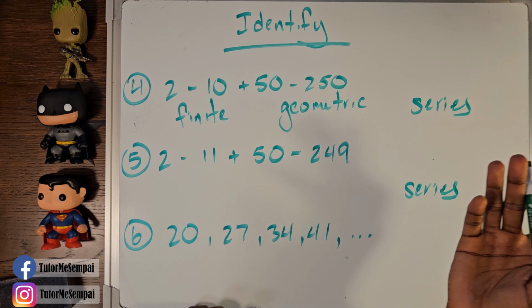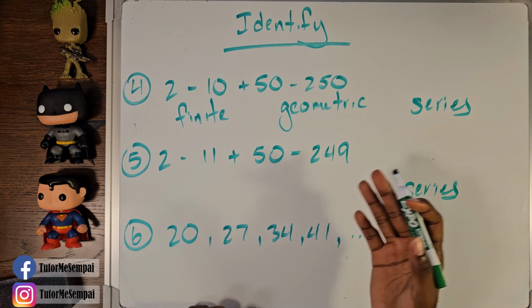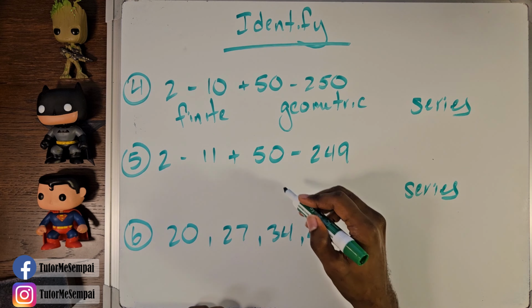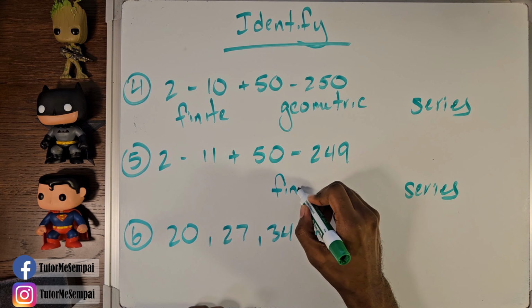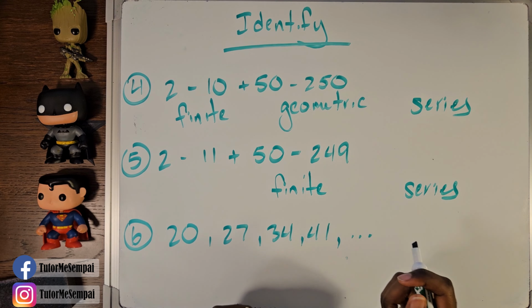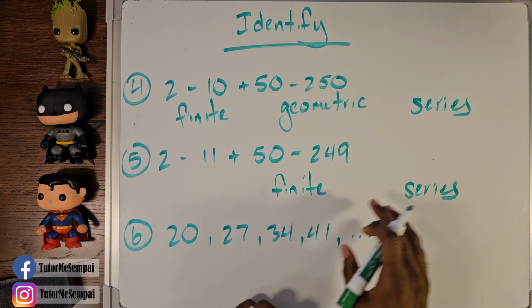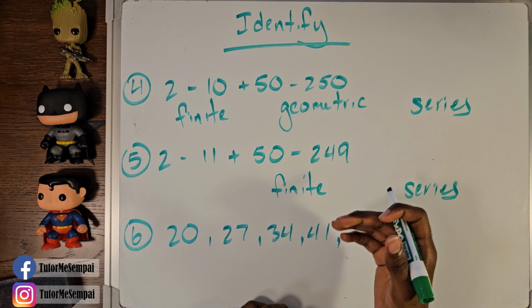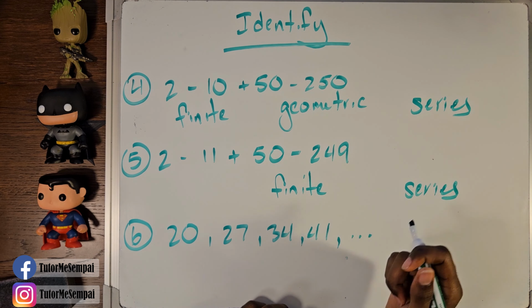However, we can tell if it's finite or infinite. Is it finite or infinite? It's not continuing. Therefore, this must be a finite series. Now, a series is just going to be adding up a sum of numbers or a list of numbers. That's your series. It's just not going to be geometric or arithmetic. How about our last one?